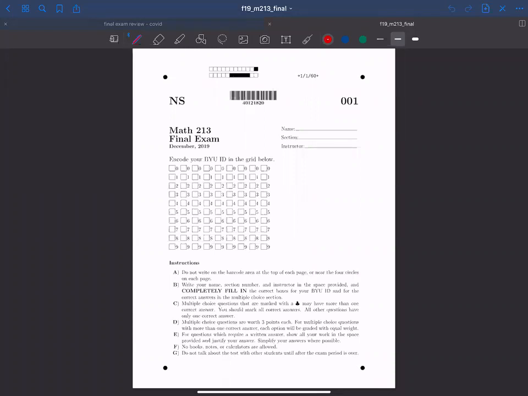Sorry, I'm not sure if you mentioned this before, but where can we find this guide? It will be posted to Learning Suite, probably in between classes right now. I have to fix that little ordering issue right there, but it'll be posted.